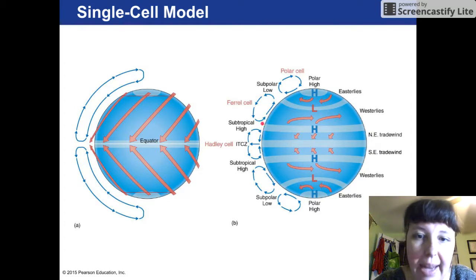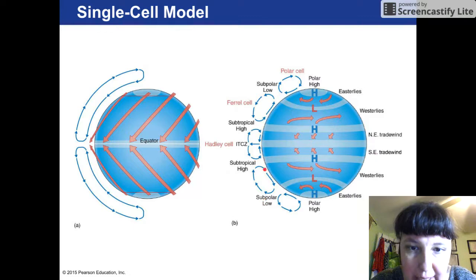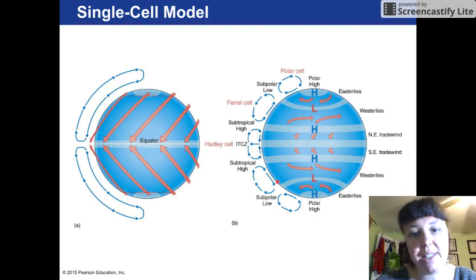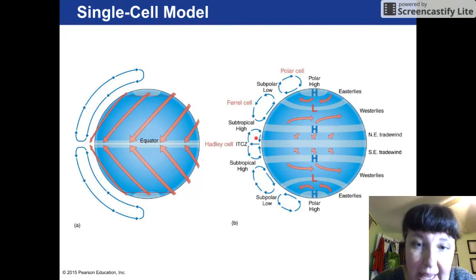From there, that air then diverges again, and some of it goes back towards the intertropical convergence zone, and some of it moves north and southward towards what we call the subpolar low, and that location ends the Ferrel cell. So we have Hadley cell, Ferrel cell.